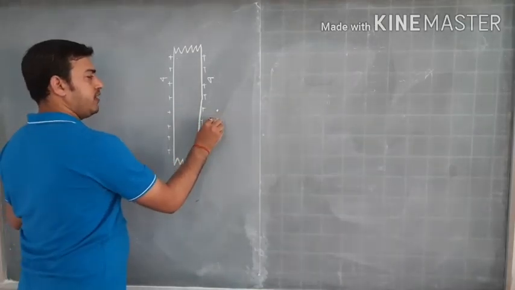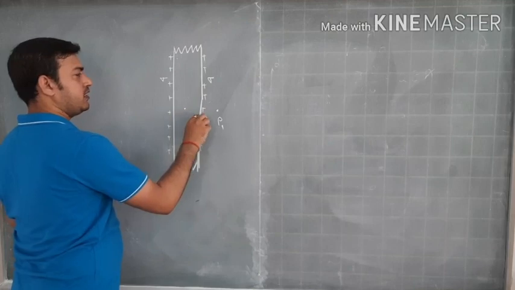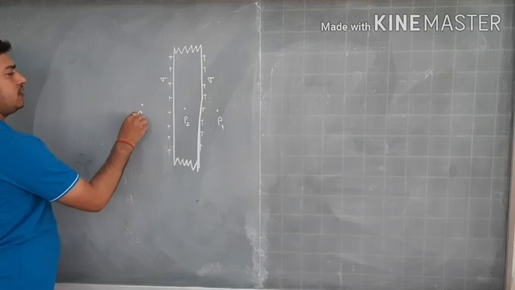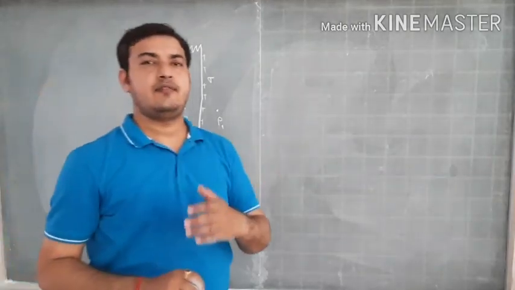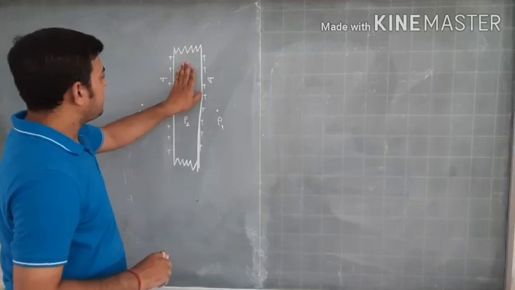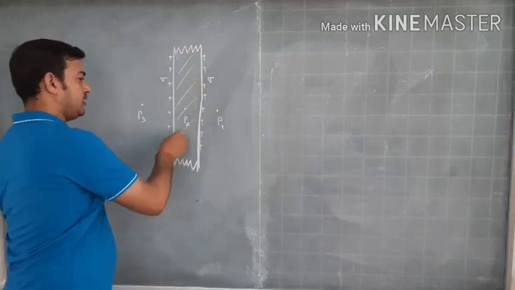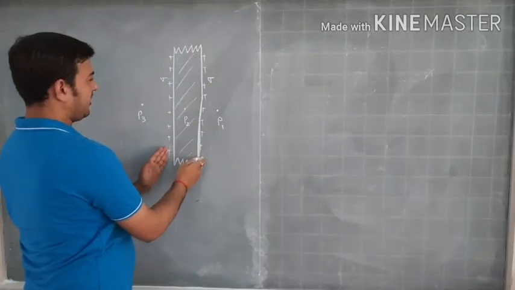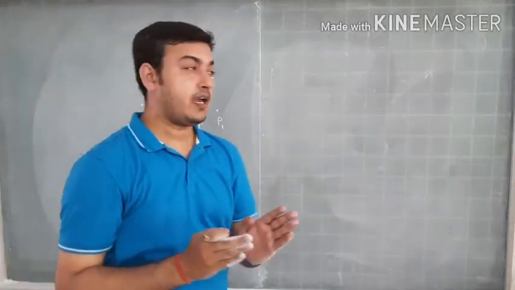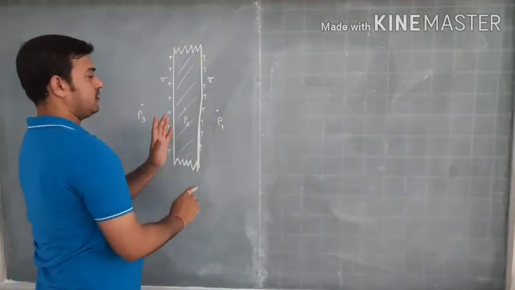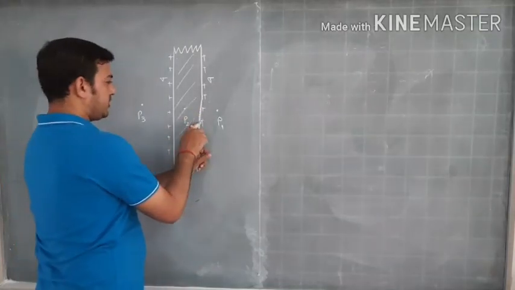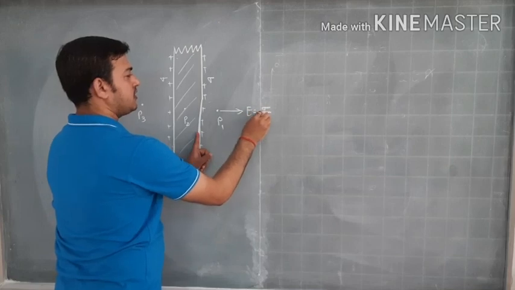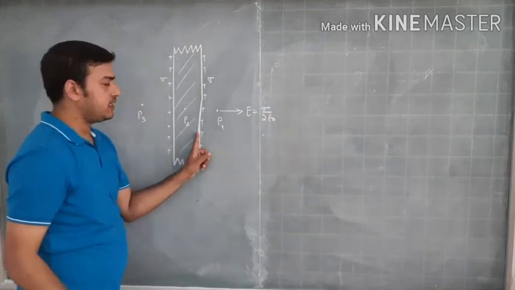I can find the field at three different points. The first point is at the right side of the conductor, the second point is inside the conductor, and the third point, P3, is to the left of the conductor. As we know, there will be no charge inside the conductor, so we can take these two surfaces of the conductor as thin sheets. For this sheet, at this point the field will be away, and its value is going to be sigma by 2 epsilon naught, as we discussed earlier.